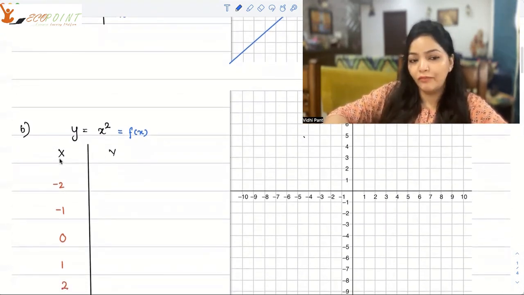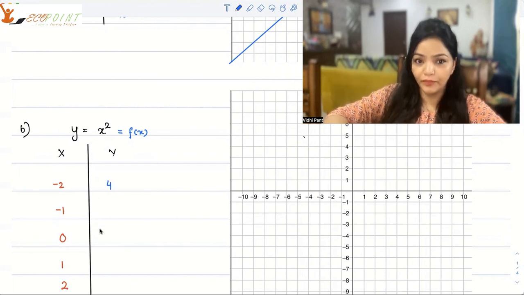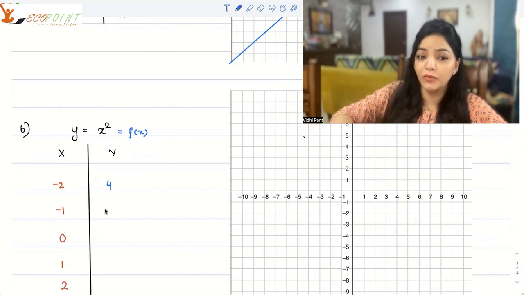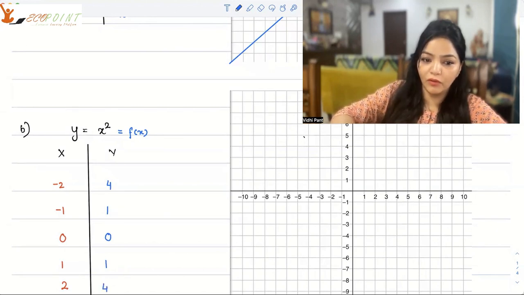The value of my input, in case it is -2, what turns out as my output? It's going to be 4, that is (-2) squared. (-1) squared will be the output when the input is -1, which is 1. 0 squared is the output when input is 0, you get 0 as an output. That means 1 is the input, output is 1. 2 is the input, output is 4.